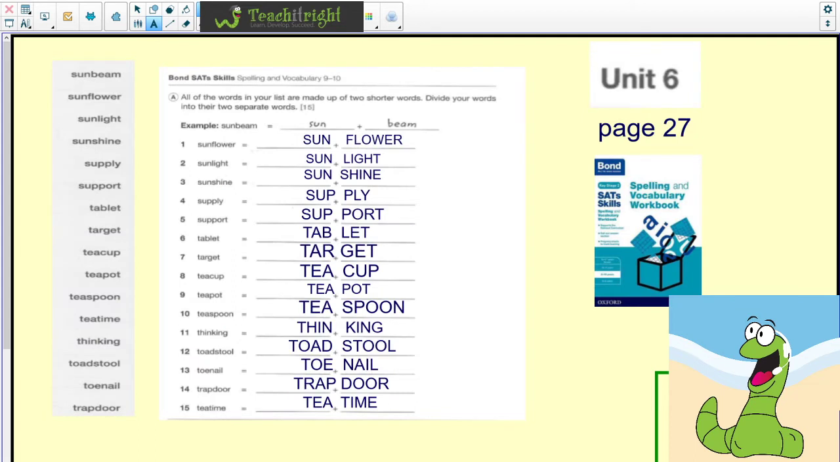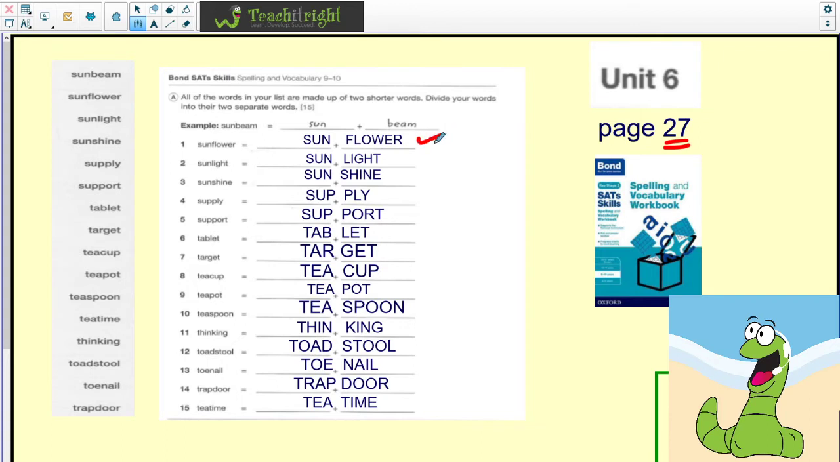Let's have a look at the next section. So we're now moving on to Unit 6. And as you can see, the pages have jumped, but you're now going to page 27. So those 5 pages in the middle were also counted. Now these are compound words. This is where we get 2 words, put them together to make one. So these are all compound words down here. And what I've shown you down here is how they split out.